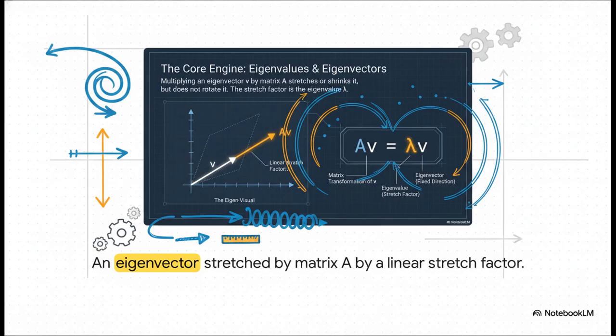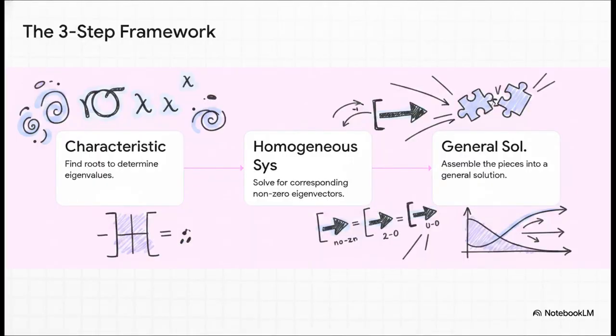And that linear stretch factor, that's our eigenvalue, lambda. So A times v equals lambda times v. The eigenvector gives us our fixed direction, and the eigenvalue dictates exactly how intensely we're moving in that direction. So how do we actually find these magical vectors and values? We use a super clean 3-step operational framework. Step 1, we use the characteristic equation, that's the determinant of A minus lambda I, set to 0, to find our roots, which are our eigenvalues.